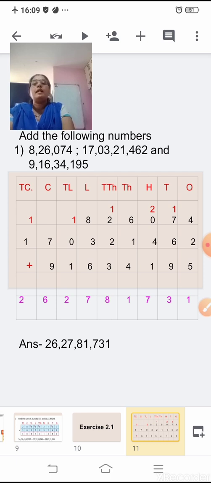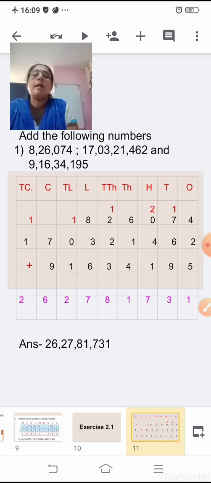Here the first addend is a 6-digit number. The second addend is a 9-digit number, and the third addend is an 8-digit number. So I have first made the table, ones, tens, hundreds. Accordingly, after making the table, I have placed the numbers.